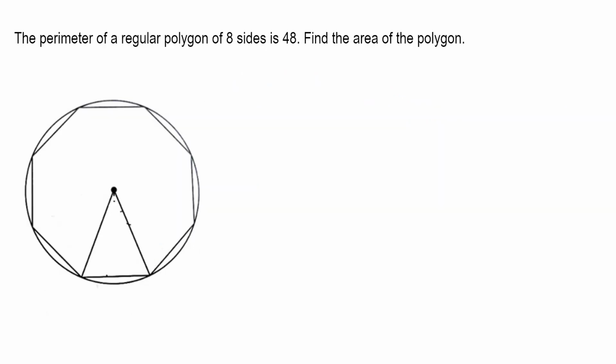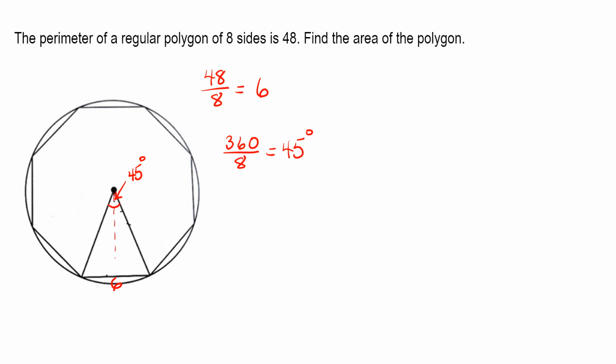Now we have a polygon of 8 sides, so an octagon, and it tells us that the perimeter of the octagon is 48. So if the perimeter is 48, that means each side is 48 divided by 8, and that would tell us that each side is 6 units. We know that there are going to be 8 of these triangles going all the way around that octagon, and so each one of the angles at the top of these triangles will be 360 divided by 8, and that is going to be 45 degrees. So that angle right there is 45 degrees.